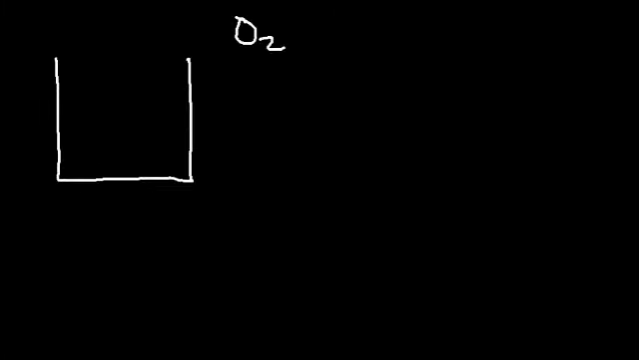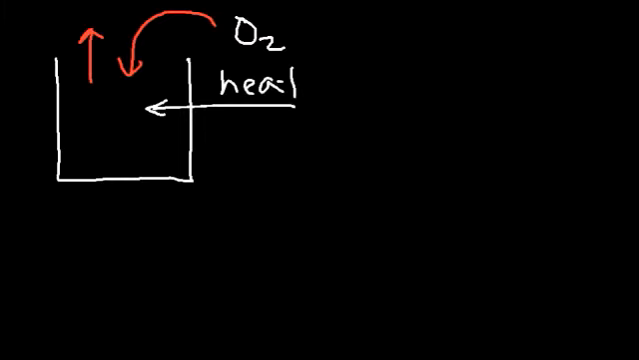Now, what is the difference between an open system, a closed system, and an isolated system? In an open system, matter can enter into and out of the system. So let's say like oxygen gas. It can flow into the system and out. In addition, energy can flow into or out of the system. So heat can flow into or out of an open system.